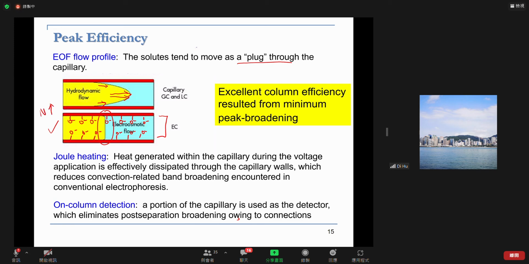Next, you apply a high voltage along the capillary, and because the medium is now a buffer solution, it is an electrolyte, right?